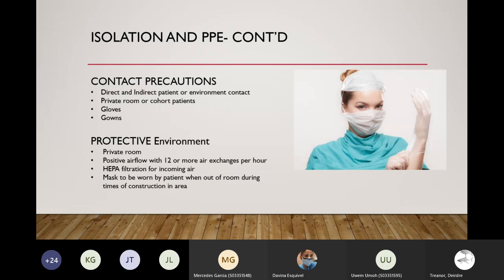So protective equipment is used in patients who have immune compromise. They must have a private room. It must have positive airflow with 12 or more exchanges an hour and HEPA filtration. If the patient is leaving the room, they must wear a mask. Patients can leave rooms for patient procedures or therapy if infectious material is contained or covered, or they gown and their hands are cleaned.